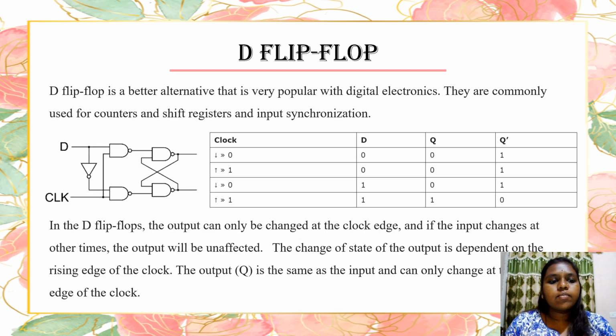D flip-flop. D flip-flop is a better alternative that is very popular with digital electronics. They are commonly used for counters and shift registers and input synchronization. In the D flip-flop, the output can only be changed at the clock edge, and if the input changes at other times, the output will be unaffected. The change of the state of the output is dependent on the rising edge of the clock. The output Q is the same as input and can only change at negative edge of the clock.